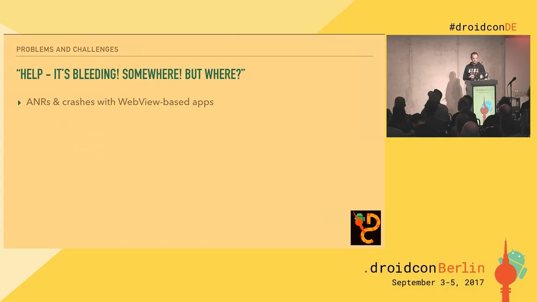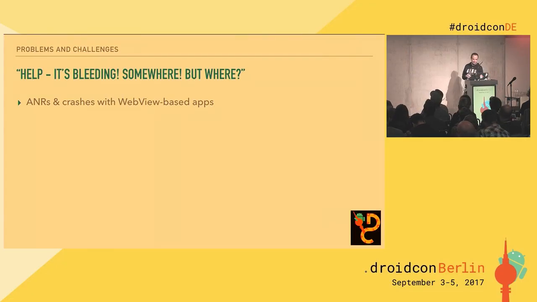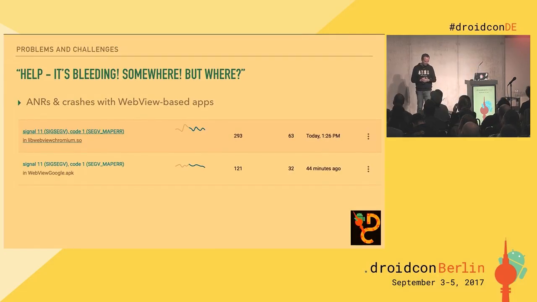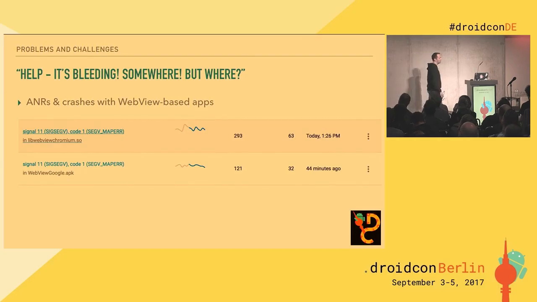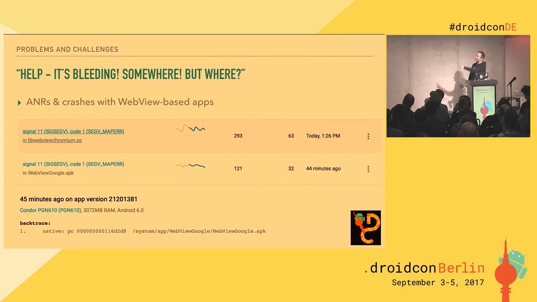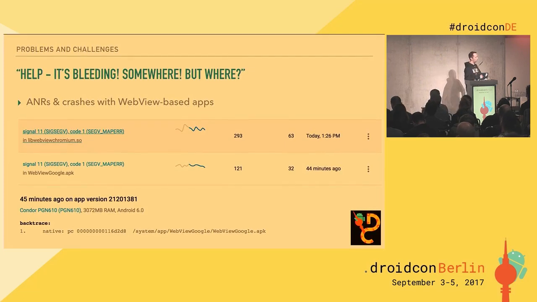The other problem when you look at a scenario of error tracking and bug tracking is that there are scenarios where you get crash reports in Google Play. Something breaks in Webview Google APK or in libWebview Chromium SO. And again, at that point, you look at the stack trace, and all you get is something like that. And you're like, what the hell? I have no way to do anything about that.